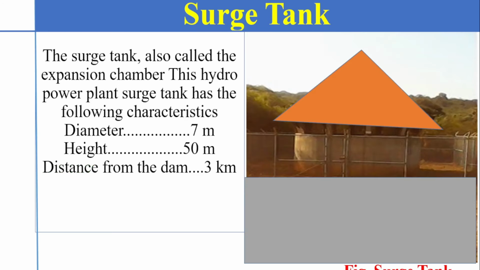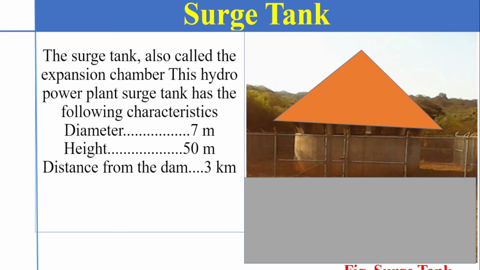The next one is surge tank. The main use of this surge tank is to protect against water hammer, or to resist high pressure during a sudden rise of water pressure, and to resist damage to the penstock when the valve chamber is closed.